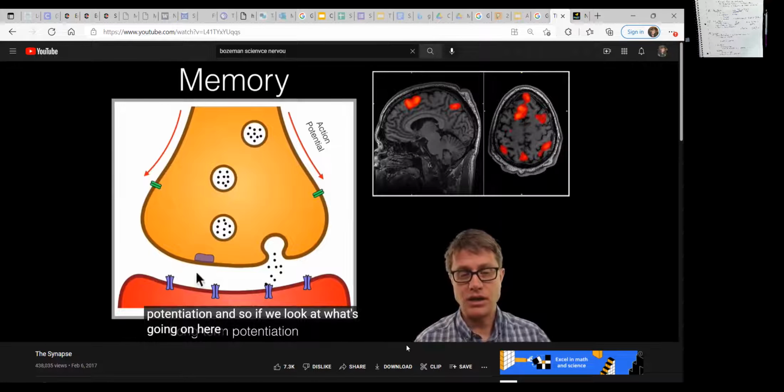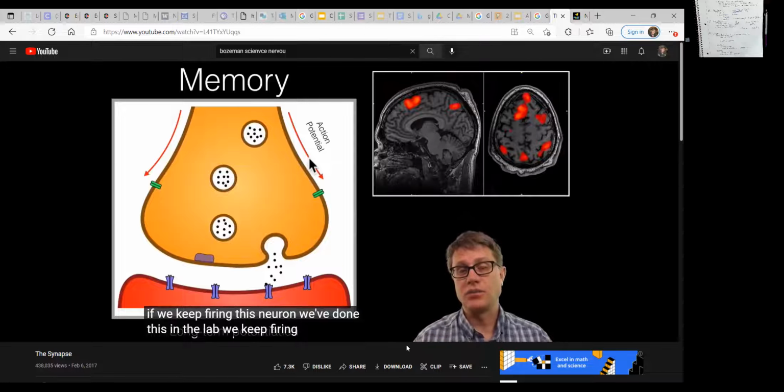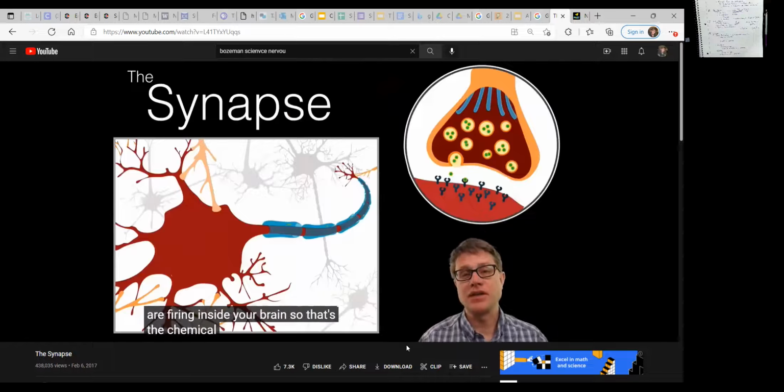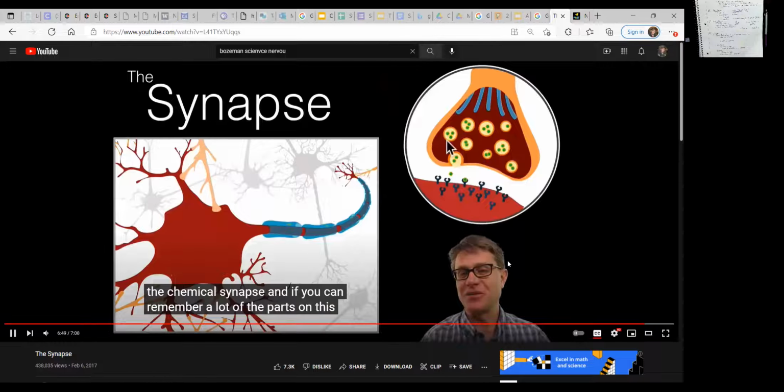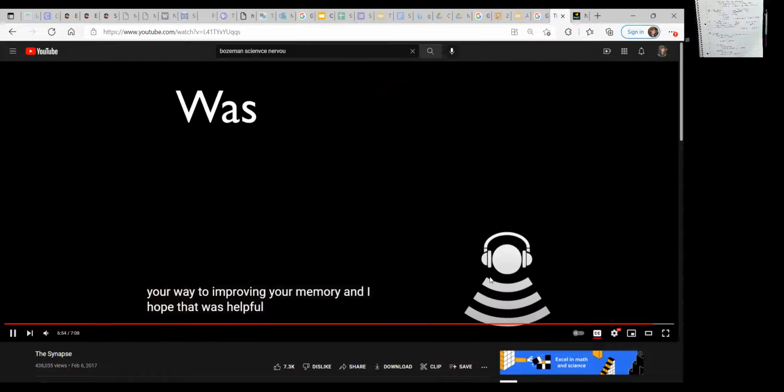And so if we look at what's going on here, if we keep firing this neuron, we've done this in the lab, we keep firing and releasing neurotransmitters. On the postsynaptic side, the cell will actually develop and build more of these receptors, so it's more susceptible to that. And so we're building pathways of memory over time, and that's really what memory is. It's a set of neural pathways that are firing inside your brain. So that's the chemical synapse, and if you can remember a lot of the parts on this pre- and postsynaptic side, you're well on your way to improving your memory, and I hope that was helpful.